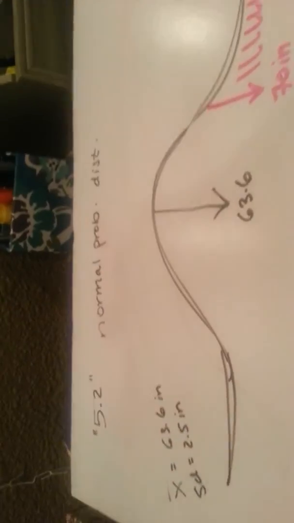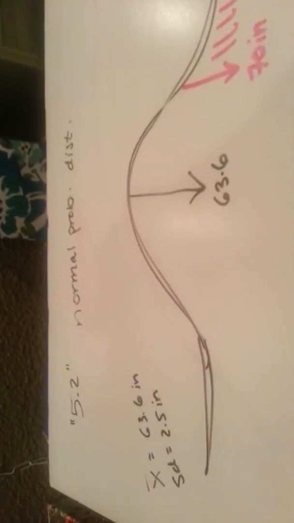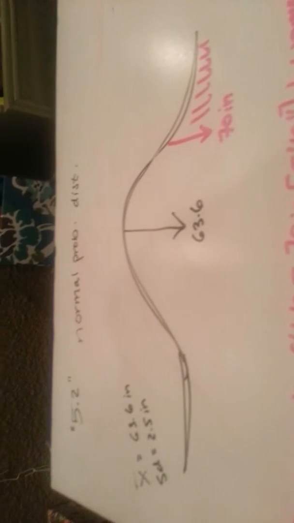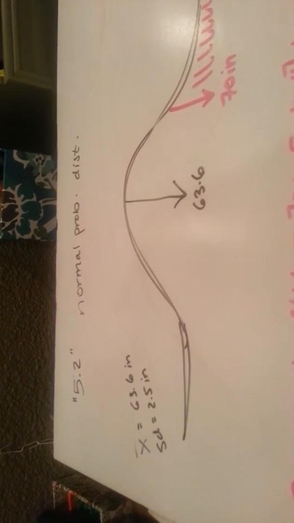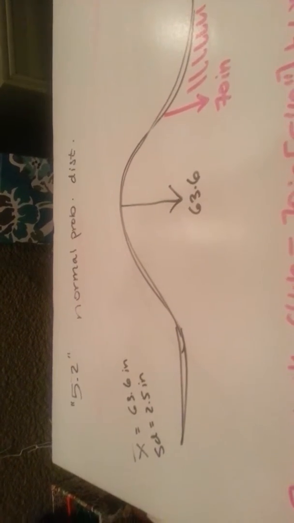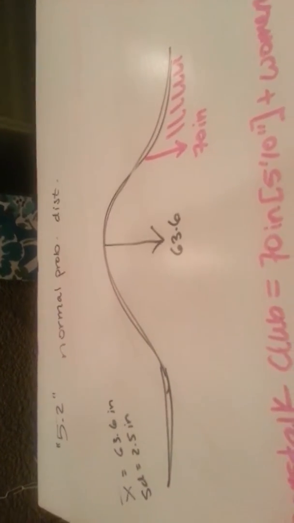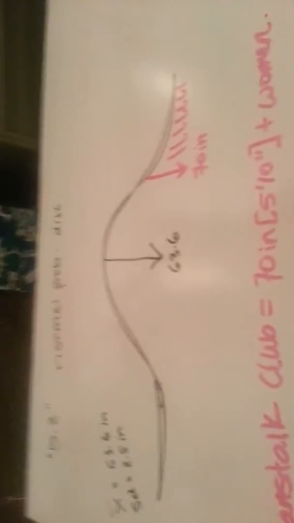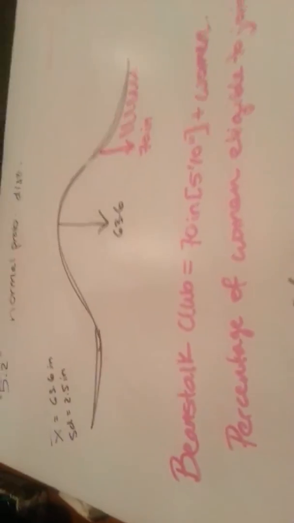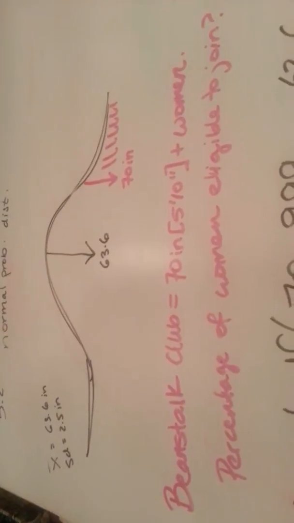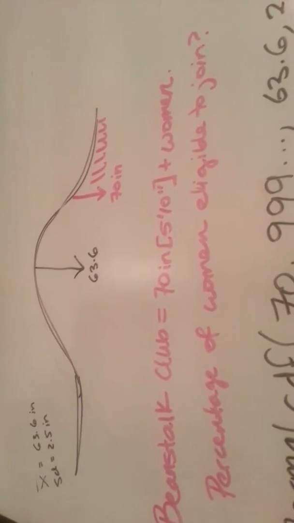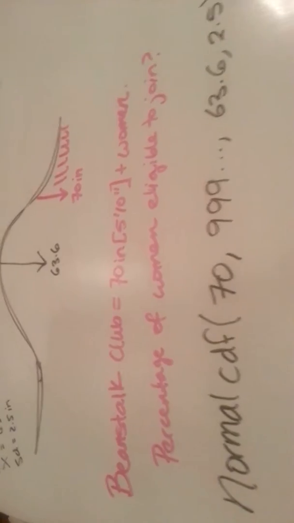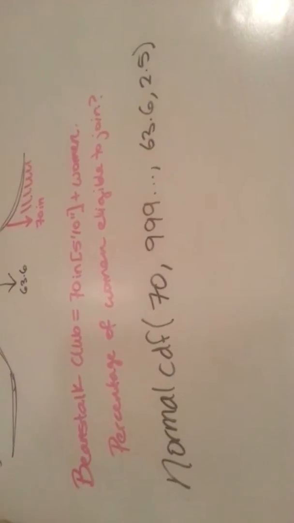We're going to continue on to 5.2, which is normal probability distribution. In this example, we have this normal bell curve, and the mean of women's height is 63.6 inches with a standard deviation of 2.5 inches. That's just a visual example. The question is, to join the Beanstalk Club, you have to be 70 inches, or 5'10", or taller for women. What is the percentage of women eligible to join this club? You already learned that in 5.1.